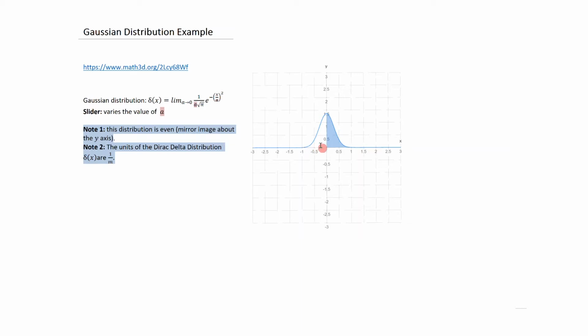It's even because if you look at the area under the curve to the right of the y-axis, it's the same as the area under the curve to the left of the y-axis. And the units of the delta function would be 1 over meter. So they still have units, just 1 over meter. And so this is a limiting exercise which we use to define delta x.